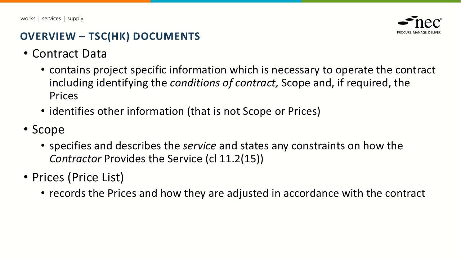The scope document, or perhaps collection of documents, hasn't changed in terms of what it is in the Hong Kong edition. It's still there to specify and describe the services and state any constraints on how the contractor provides the service. And the price list still has the same function under the NEC Hong Kong edition as it does under the NEC4 TSC.